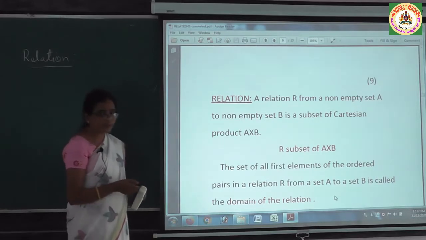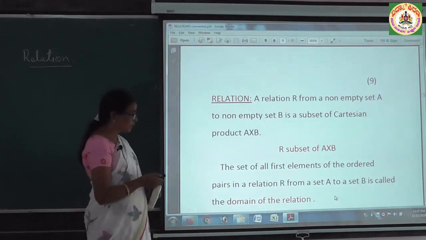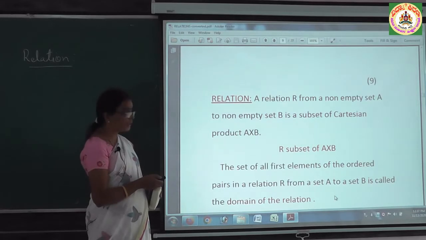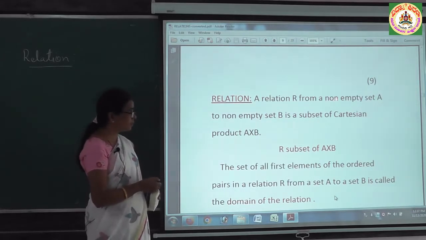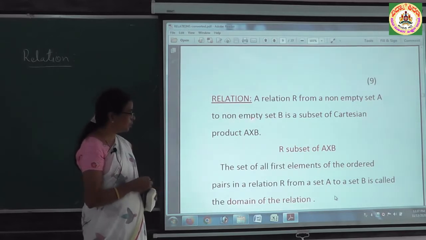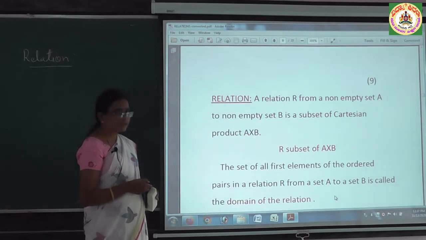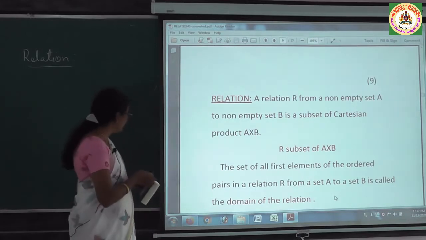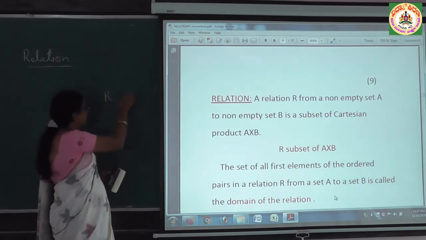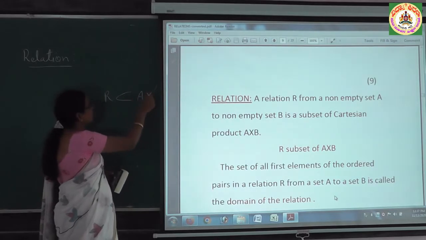Now we will start relations. The Cartesian product is over. We will start relations here. A relation R from a non-empty set A to a non-empty set B is a subset of the Cartesian product A cross B. This means the set A and set B should be non-empty. That is, R is a subset of A cross B.